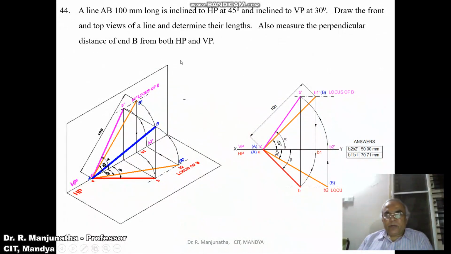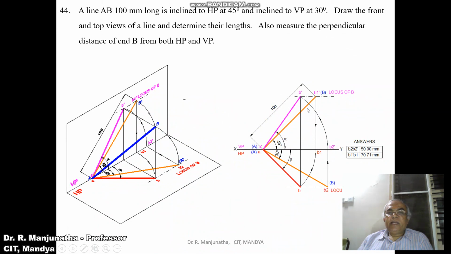Then by using the compass, you measure a distance of 100 mm with A dash as center and cut an arc on the inclined 45 degree line. Similarly, with A as center, cut an arc on the 30 degree line below the XY line by a distance of 100 mm. Mark this point as B1 dash and this point as B2, and then mark the points as capital A and capital B.